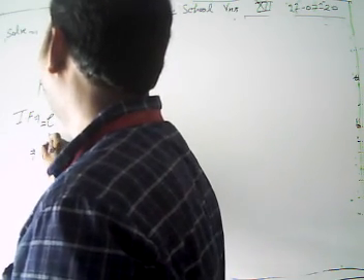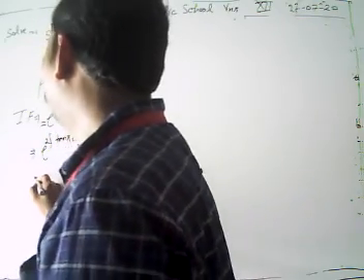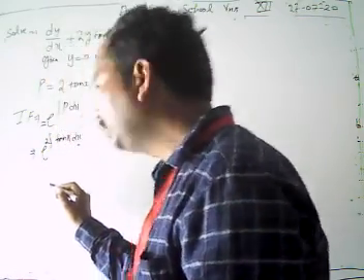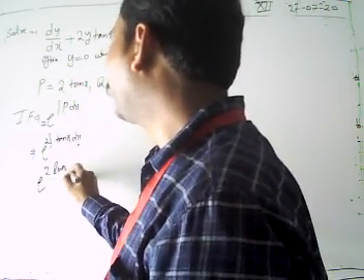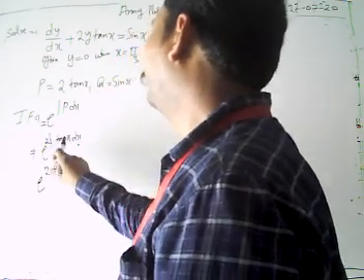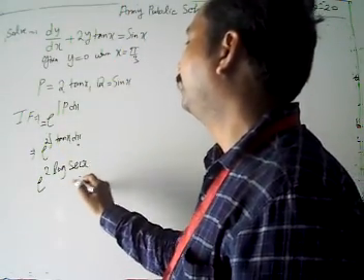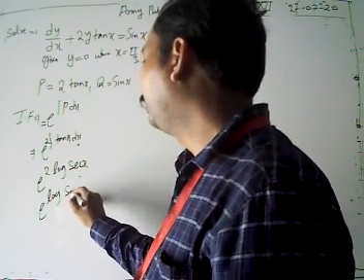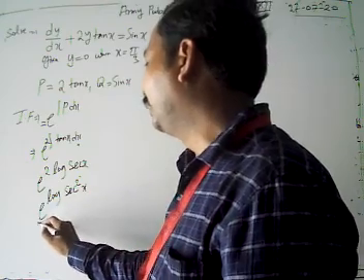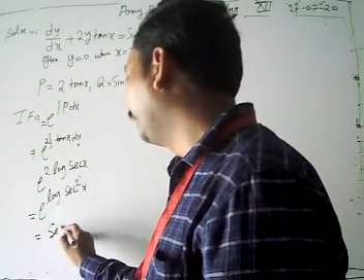e to power what is your p? It's 2 tan x dx. Then the integration of tan x is log sec x. Then we take 2 in the power, so it's e to power log sec square x. Now any function like e to power log f(x), its value is f(x).